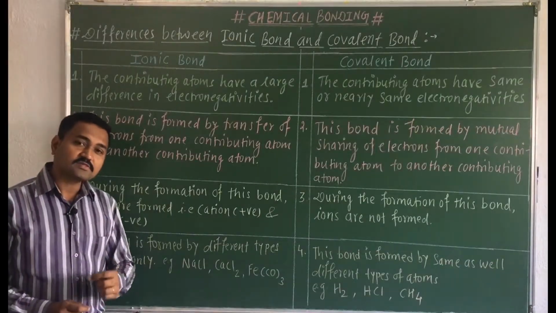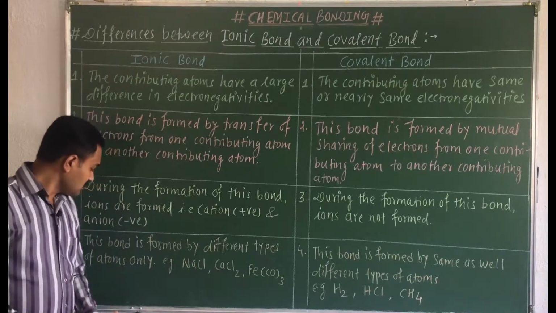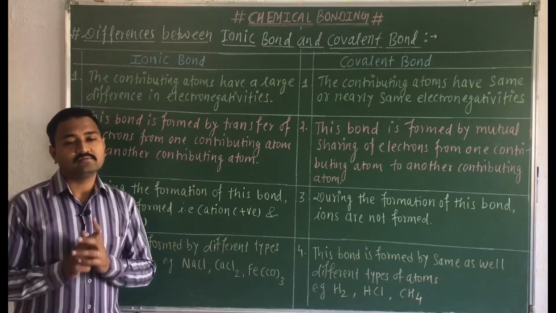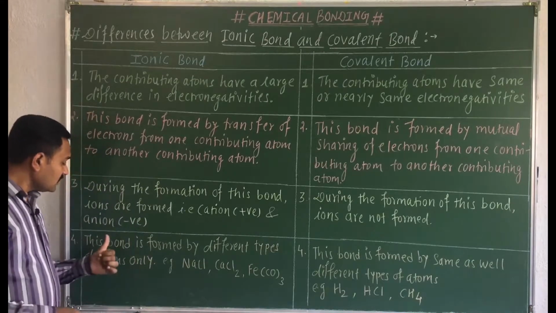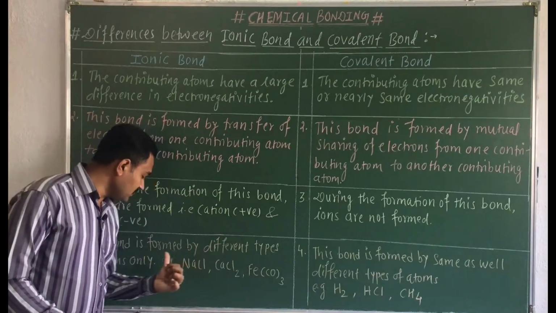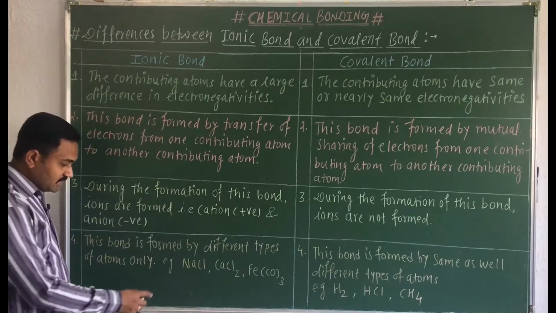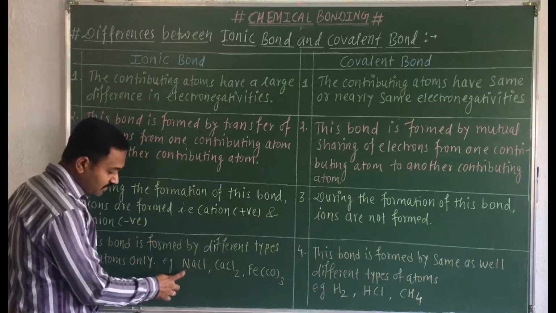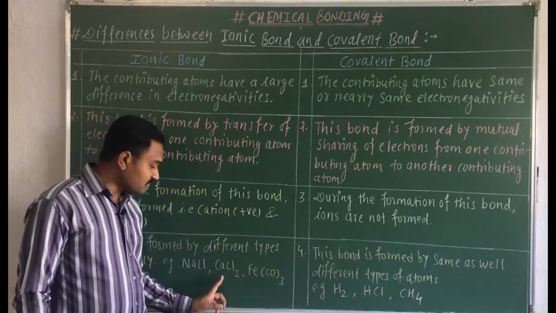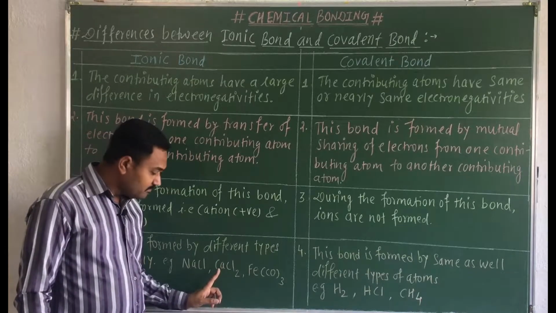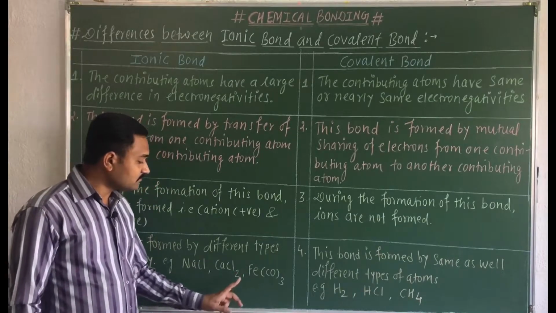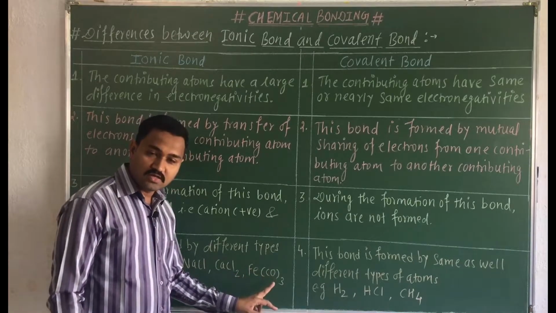The next difference that we are going to consider is that an ionic bond is formed by different types of atoms only. For example, NaCl is formed by Na+ ion and Cl- ion. Now this is another example, CaCl2. It is formed by one calcium atom and two chlorine atoms. Both are different. Then FeCO3.